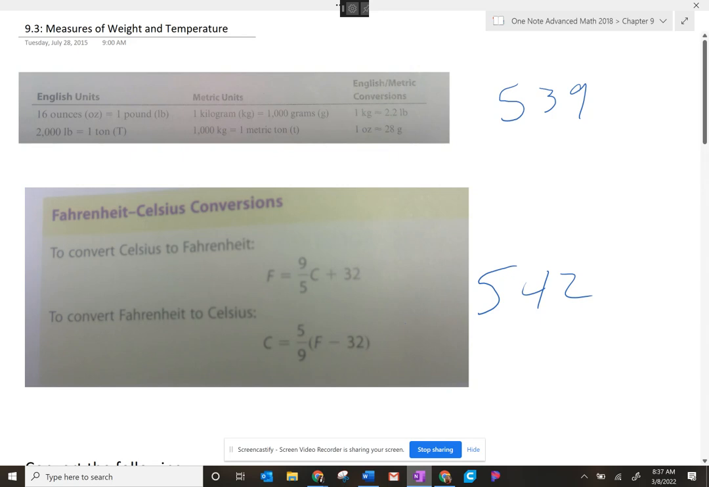All right. So anyway, hopefully you guys had a chance to write this stuff down. Measures of weights and temperatures. I'm going to jump all the way down to this first one.